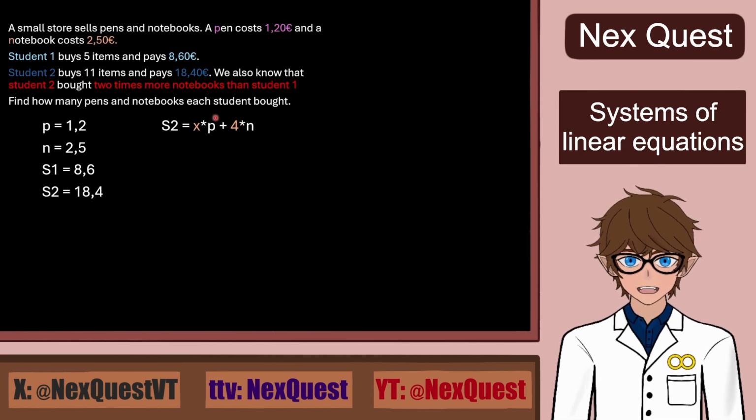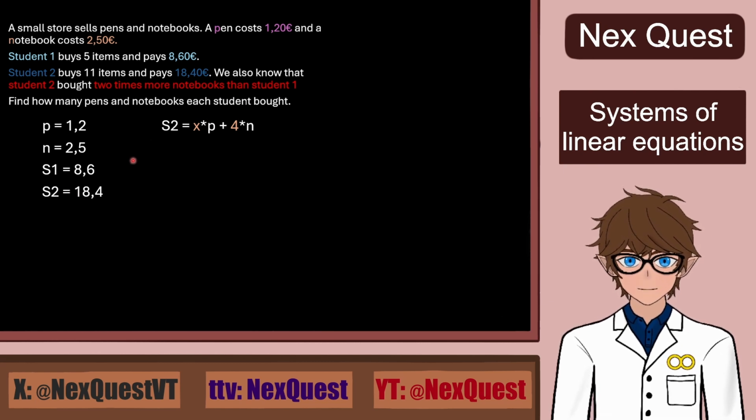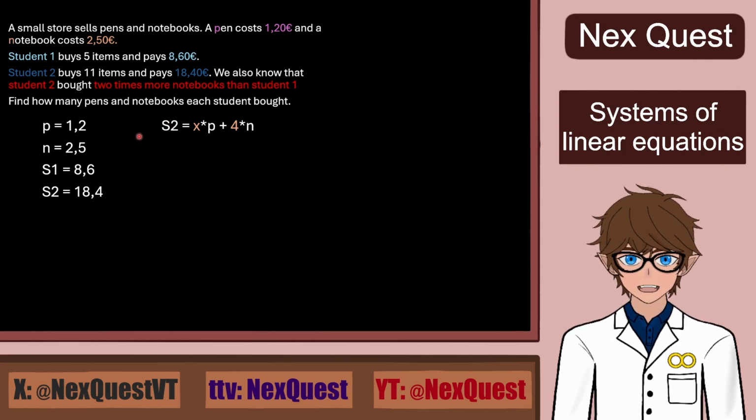I'm going to take the long way because if you got stuck on this process, it's easier to check out the results and just compare where you got stuck. So either you did 11 minus 4 is 7, or you did the long way like I will. So I insert the values. S2 is 18.4, P is 1.2, and N is 2.5.